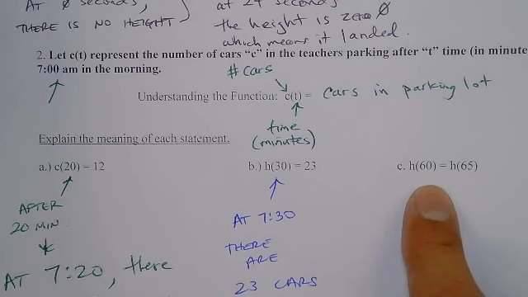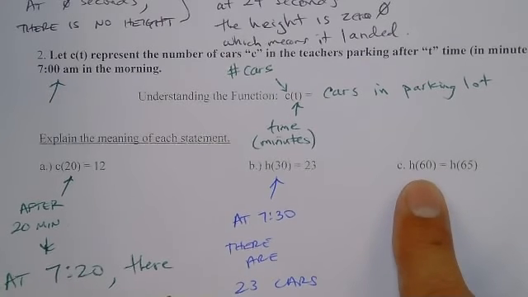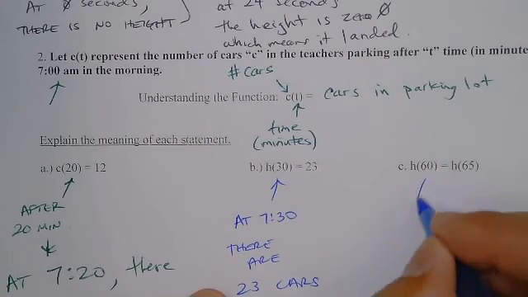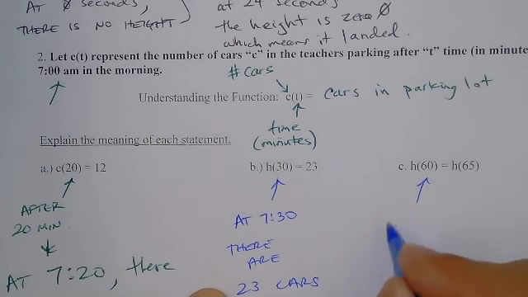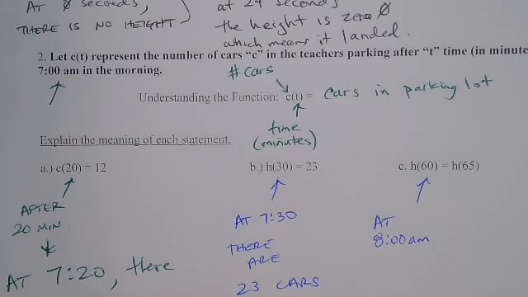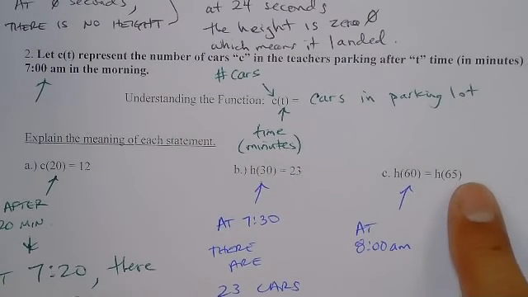And I want to see what you put here. You got the last one? Okay, tell me what you wrote. 60 minutes after 7 and 65 minutes after 7 is the same because school already started. 60 minutes after 7 and 65 minutes after 7 had the same amount of cars. This is 60 minutes, but isn't 60 minutes an hour?